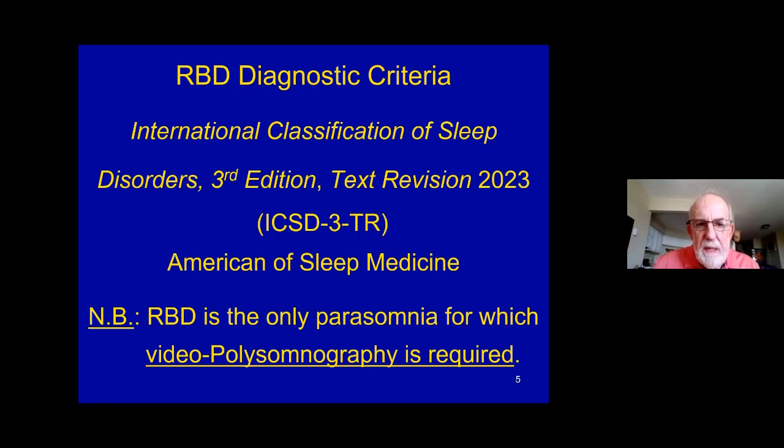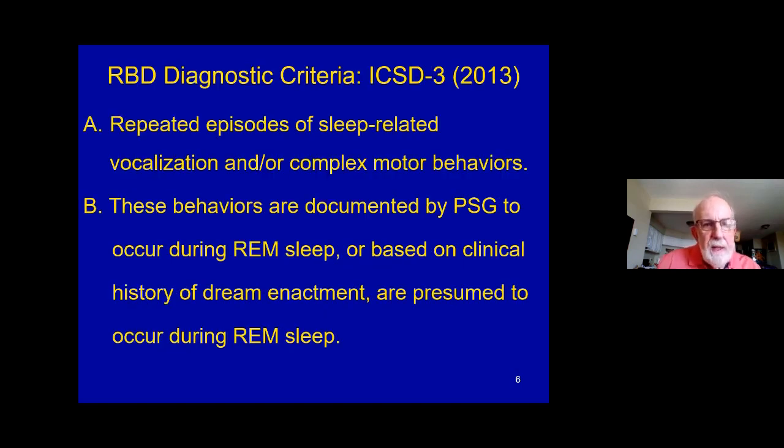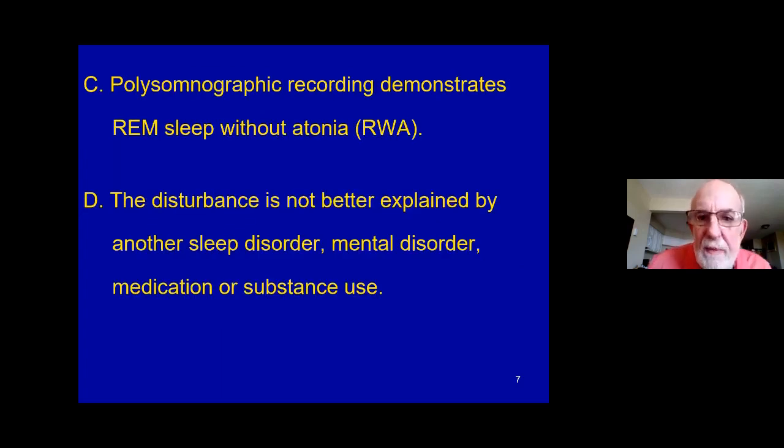The diagnostic criteria for RBD, again in the International Classification of Sleep Disorders 3rd edition, we should call attention to the fact that RBD is the only parasomnia for which video polysomnography is required. So the diagnostic criteria involve, first of all, repeated episodes of sleep-related vocalization and/or complex motor behaviors. Second, these behaviors are documented by polysomnography to occur during REM sleep or, based on clinical history of dream enactment, are presumed to occur during REM sleep. Third, polysomnographic recording demonstrates REM sleep without atonia. This is the key objective finding for diagnosing RBD. And fourth, the disturbance is not better explained by another sleep disorder, mental disorder, medication, or substance use.